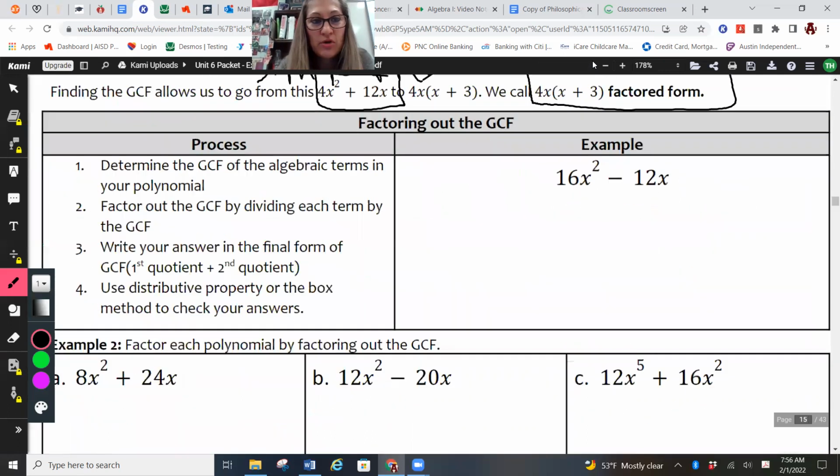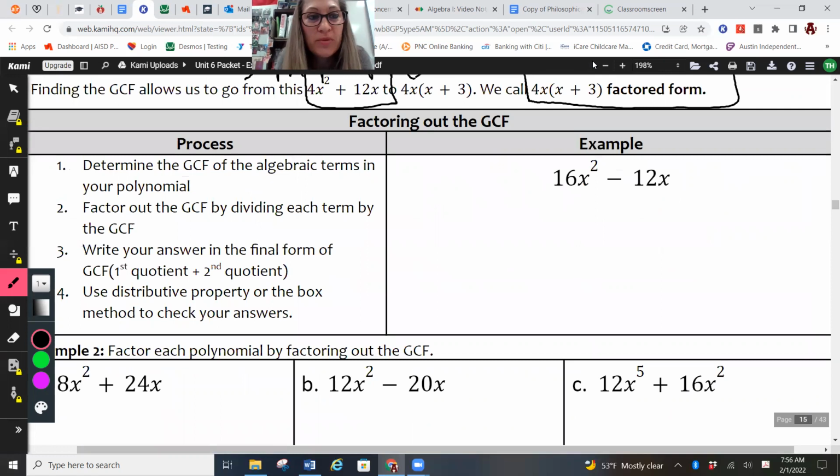Okay, so here are the steps. Determine the GCF of the algebraic terms in your polynomial. So again, we have to do everything we just did. Factor out the GCF by dividing each term by the GCF. It's not as hard as it sounds. Write your answer in the final form of put the GCF on the outside of the parenthesis, put what's left over from the first term first, put what's left over from the second term second. Sounds logical to me.